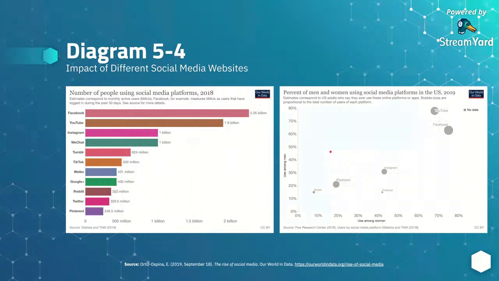And this second chart shows the percentage of men and women using social media platforms in the U.S. This is use among women, and this is use among men. So Facebook is used by about 60% of men, and about 70 to 80% of women. Interesting, huh?